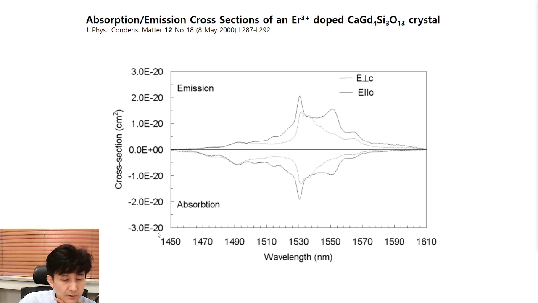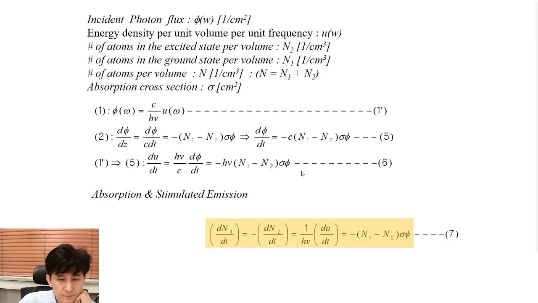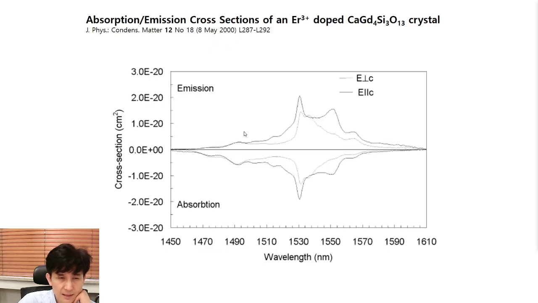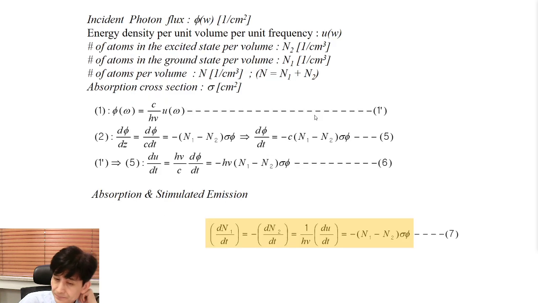The actual cross section is a function of wavelength, and for an erbium atom embedded in a certain crystal it is experimentally measured, and it is on the order of 2 times 10 to the minus 20 centimeter squared. That's an example of the cross-section sigma.